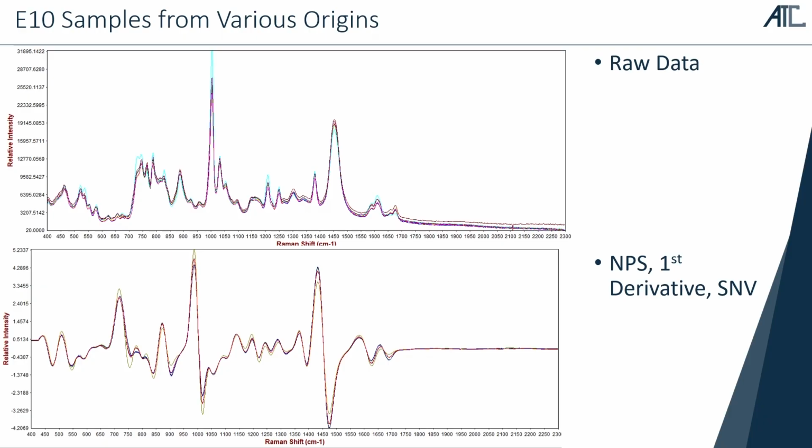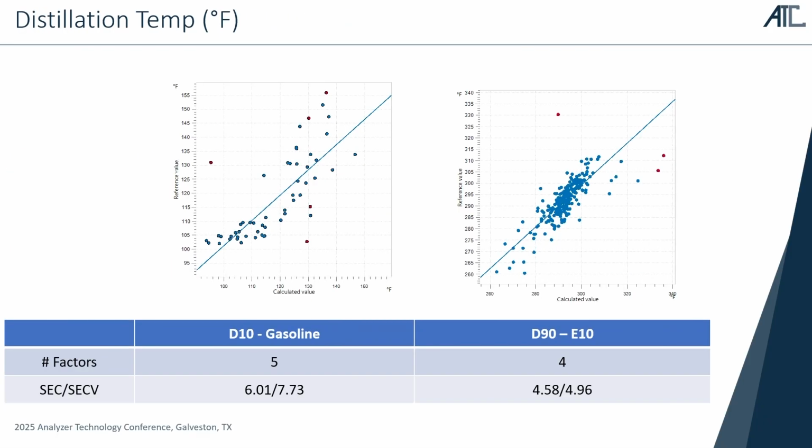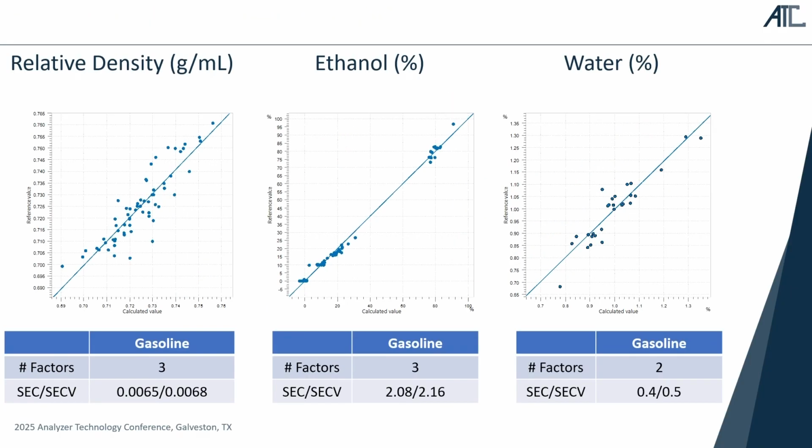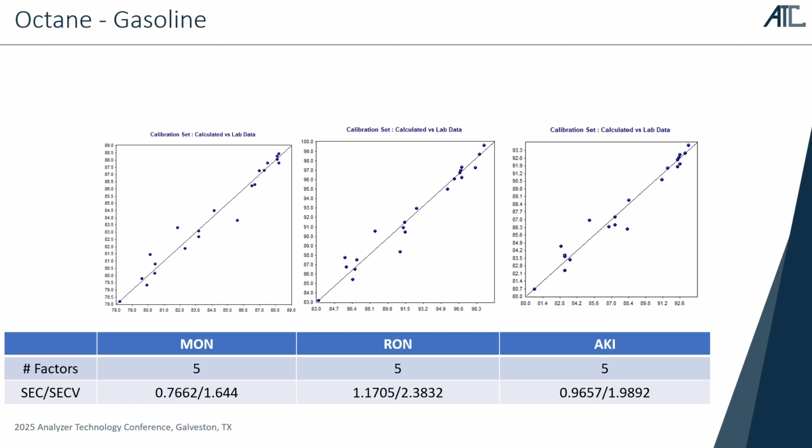Here's E10, just a different data set. I'm running a little bit out of time, but what I want to show you, we have data collected for distillation temperature, the D10, D90 on gasoline or E10. We've done that for vapor-liquid ratio temperature on gasoline and the E10. We've done that for relative density, we have that for ethanol. Actually, the water content data is NIR, but we've collected a lot of spectral data for those quantitative applications.